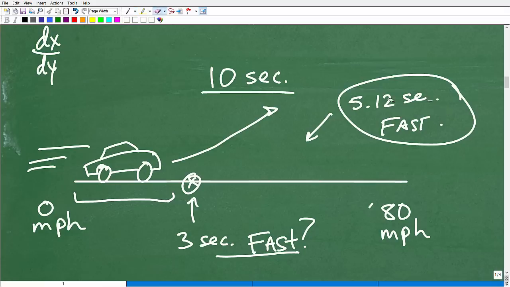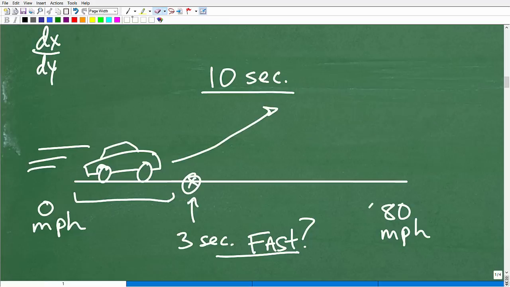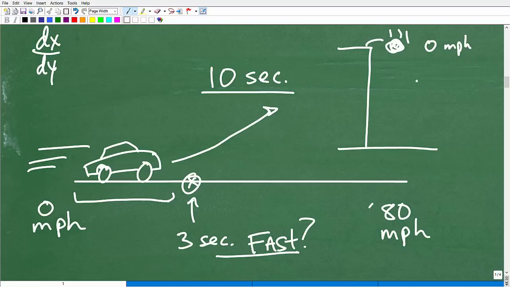Let me see if I can give you another example to make this a little bit better. Let's say I'm doing an experiment. Say this is the side of a building, and I drop a baseball or something, and I'm doing it safely. There's no one down here. When I let go of the baseball, it's at 0 miles per hour. Now, what's happening with the baseball? Well, it's picking up speed. It's going faster, faster, faster until it hits the ground.